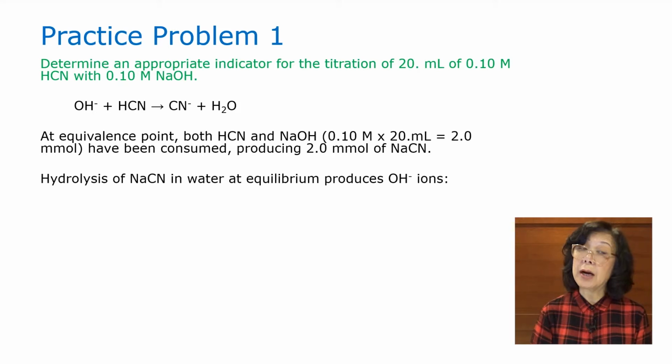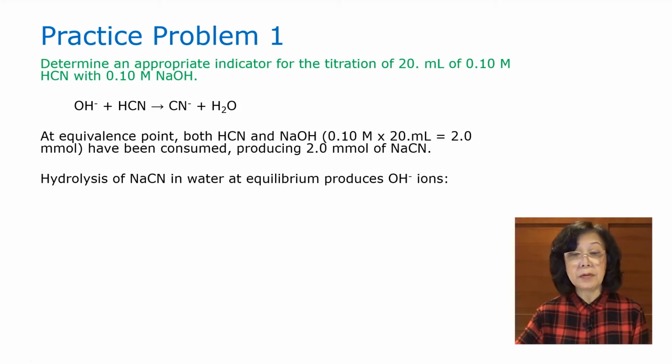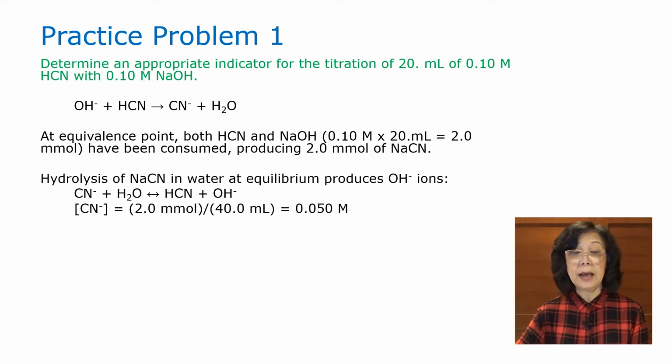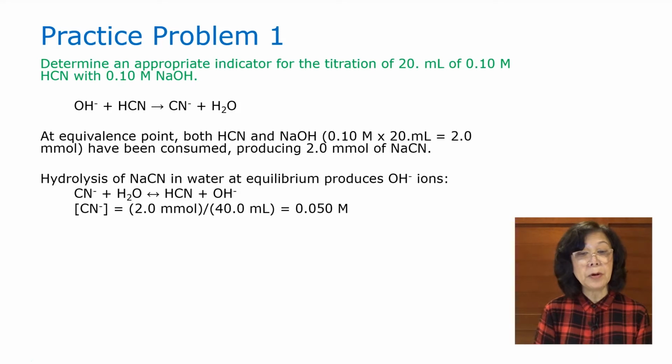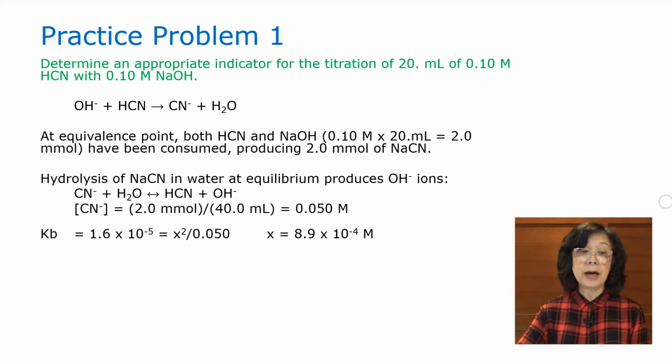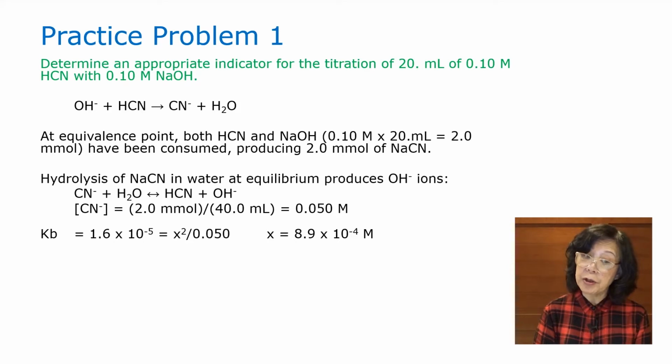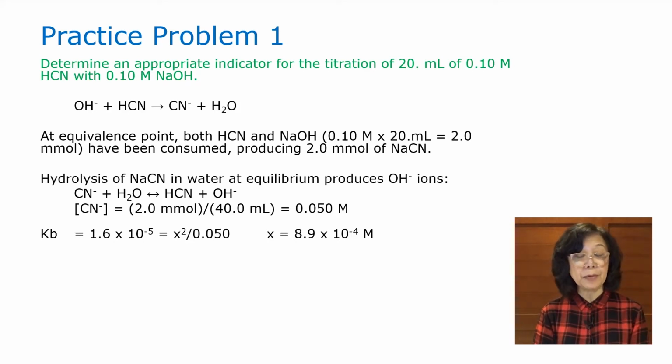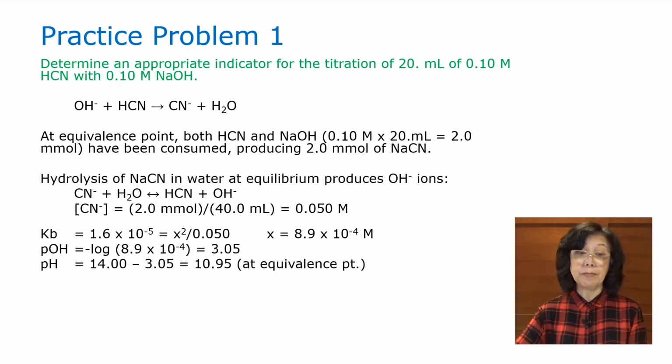Now this sodium cyanide will hydrolyze in water at the equilibrium to produce hydroxide ion according to this equation. And we know that the cyanide ion has 2 millimole in a mixture of 40 milliliter, which is 0.05 molar. So hydrolysis of the salt produces hydroxide ion, and we're going to use Kb value, which is equal to x squared over 0.05 molar. And x is calculated as 8.9 times 10 to the minus 4 molar. And this is the hydroxide ion concentration. Therefore, pOH is 3.05, and pH will be 10.95 at the equivalence point.